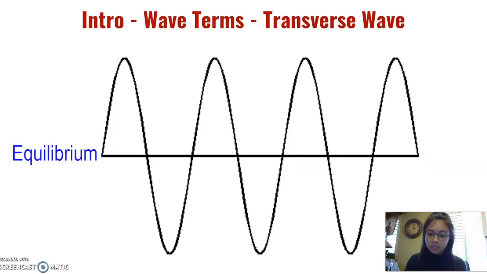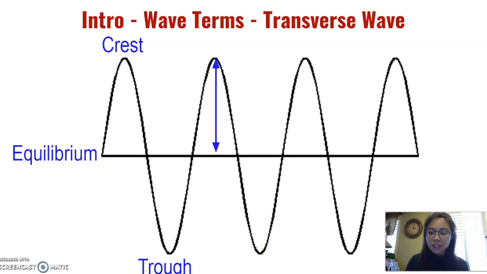Let's say there was a disturbance. Then you would get a wave, and the wave would move or be displaced above and below equilibrium. The crest of a wave is a point on the wave that exhibits the maximum amount of positive or upward displacement from the rest position, or equilibrium. The trough of a wave is a point on the wave that exhibits the maximum amount of negative or downward displacement from the rest position.